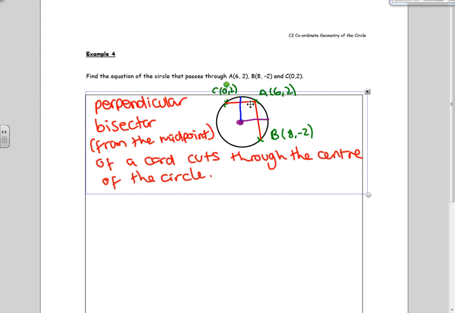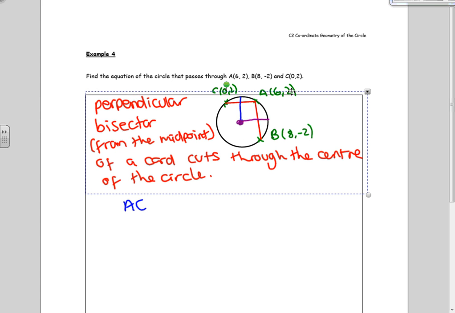So by finding out the equations of these two lines, we can find out where they intersect, and that will give us the center of our circle. And then of course we can just find the length from the center to the edge to figure out what our radius is. So the first thing I'm going to do is have a look at AC, so the chord from A to C.